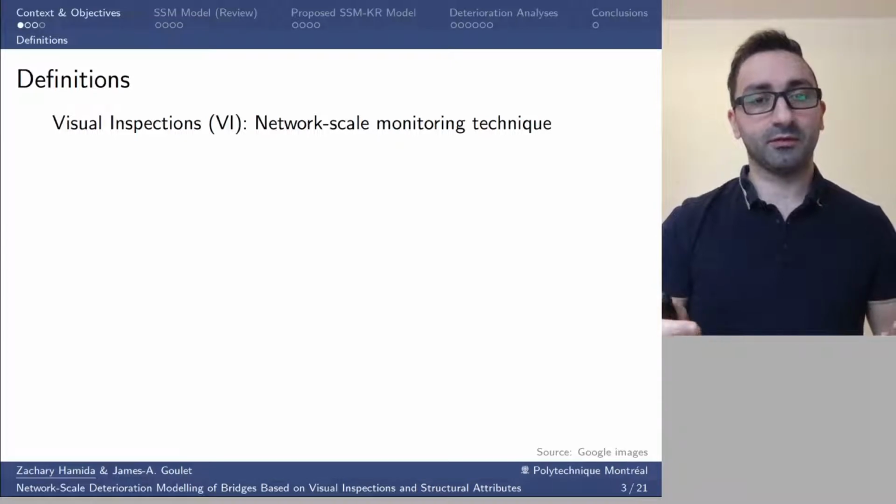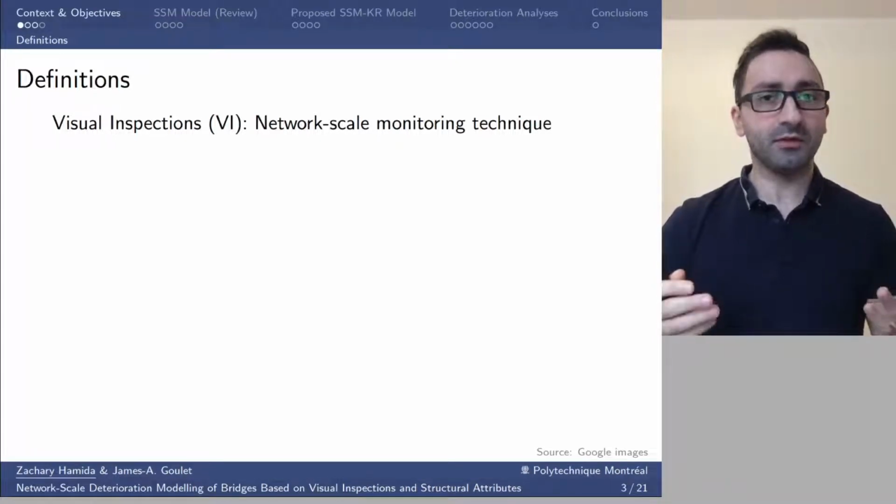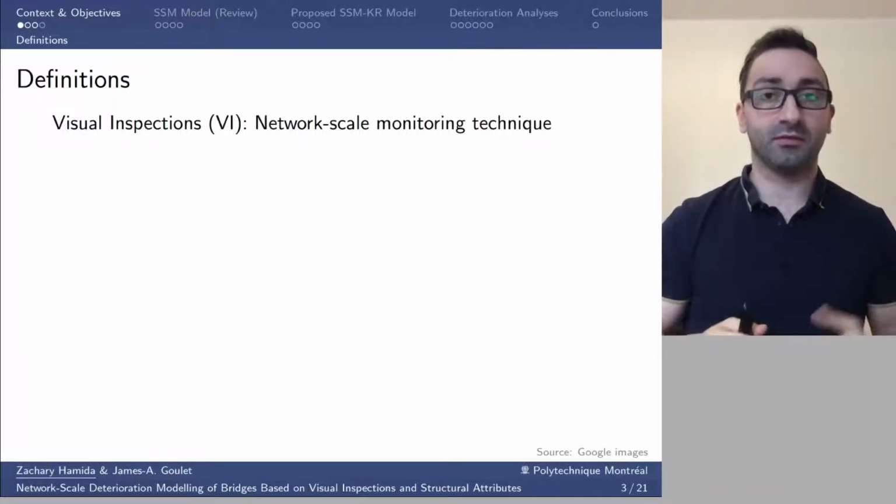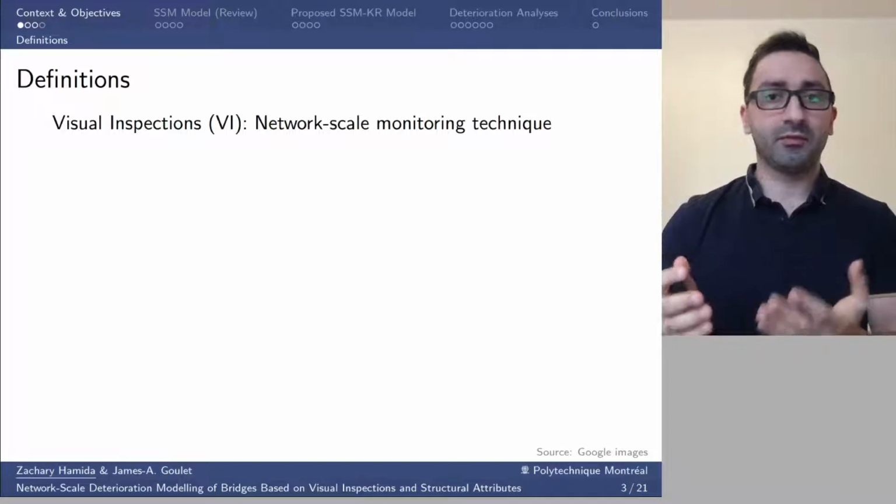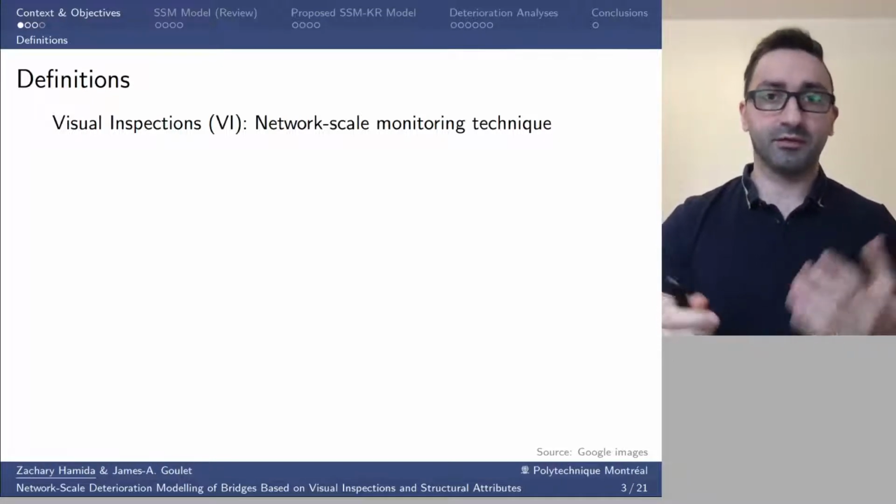Visual inspections, what is it? Visual inspection is a monitoring technique where an inspector would evaluate the health state of a structural element and then would report its condition at a given time.